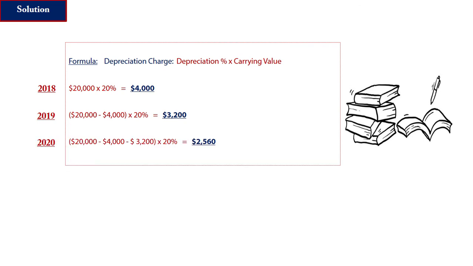When we move on to 2020, the current value now will be 20,000 less the 4,000 in 2018, less the 3,200 in 2019. Then the net will be multiplied by 20%. It will give us what? $2,560. So you see, we have gotten differing values under both methods.